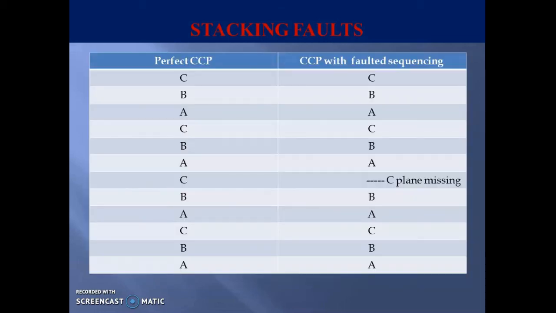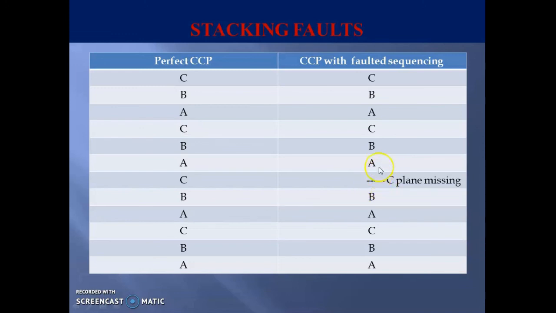In order to understand more about stacking faults, let us consider the stacking series in the case of a cubic close packed crystal. Here on the left side you can see a perfect CCP arrangement where the sequencing is like ABC, ABC, ABC, ABC. And on the right side we can see a CCP structure with a faulted sequencing. It is similar, ABC, AB, but as you can see here one of the C planes is missing. The rest is ABC, ABC. So from the crystal lattice one of the C planes is missing in the case of a faulted CCP arrangement.